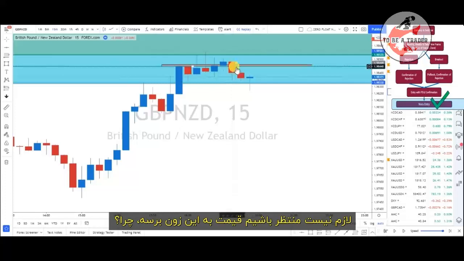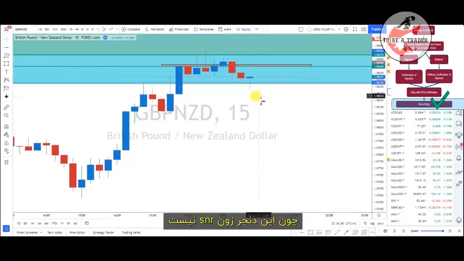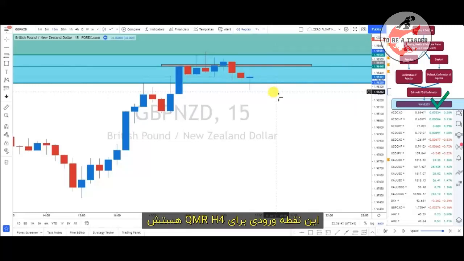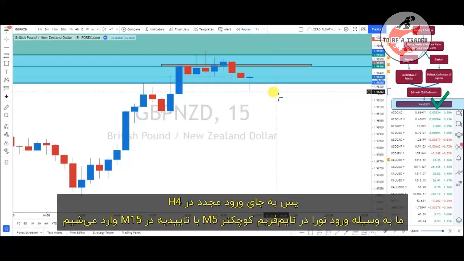Now we don't have to wait for the price to come out of the zone. Why? Because this is not a danger zone SNR. All right, this is the entry point for QMR H4. Okay, guys, understand this. This is not a danger zone. This is the QMR H4 setup. So instead of we entry at the H4, I want to entry at the smaller time frame using the Nora entry at the M5. Confirmation at the M15 is sufficient for me.